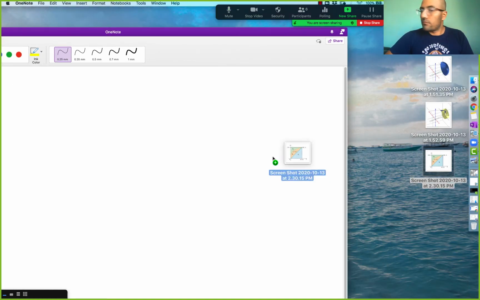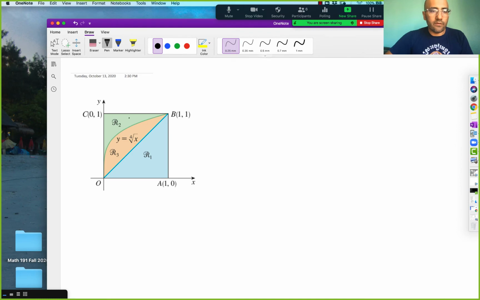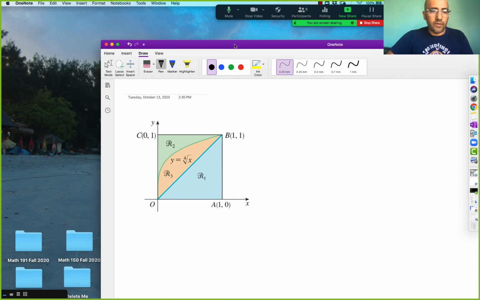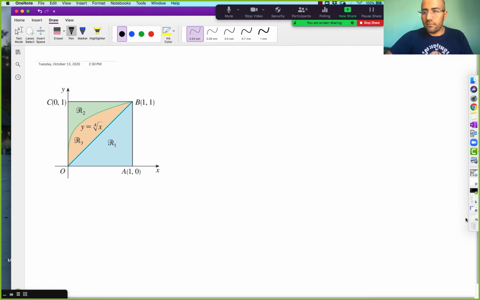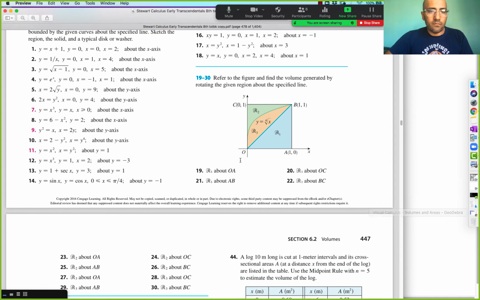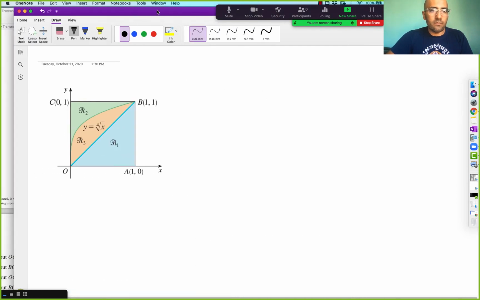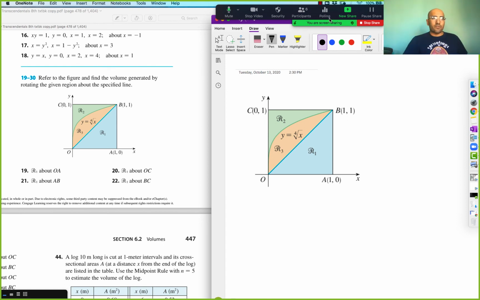Okay, so here's our graph. Where did this guy go? Okay, so number 19. Let's go here. This is going to be Chapter 2, Section 2, number 19.